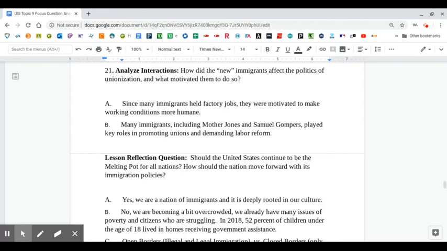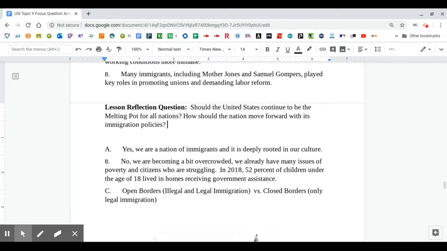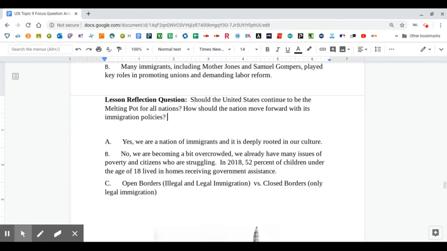And then the last question here, the lesson reflection. This is somewhat of a contemporary question as well. What is your feeling about immigration in the United States and whether or not we should continue to be a melting pot? You could have two different views, I suppose. Yes, we're a nation of immigrants and deeply rooted in our culture. No, we're becoming a bit overcrowded. We already have many issues of poverty and citizens who are struggling. In 2018, 52% of children under the age of 18 lived in homes receiving government assistance.